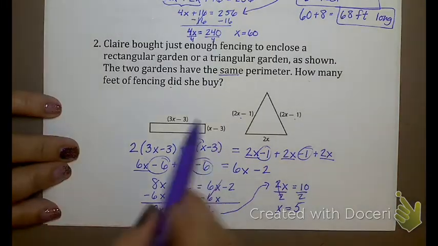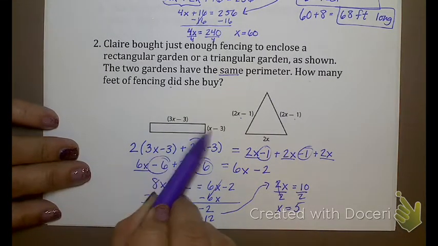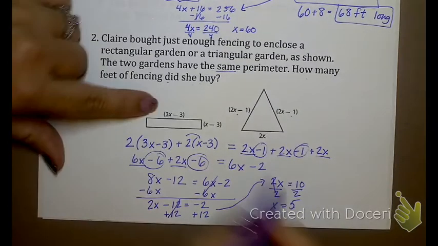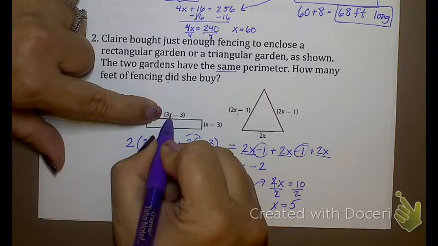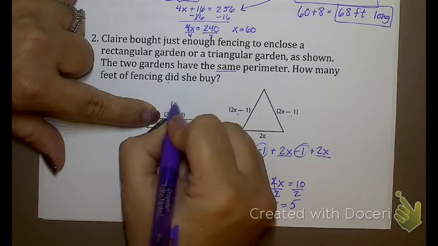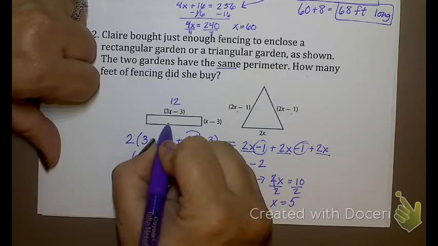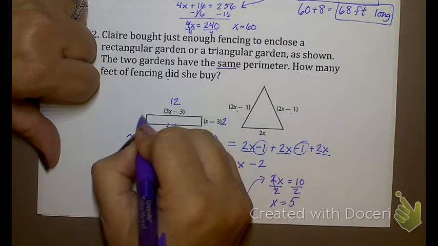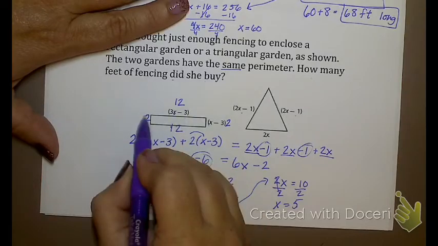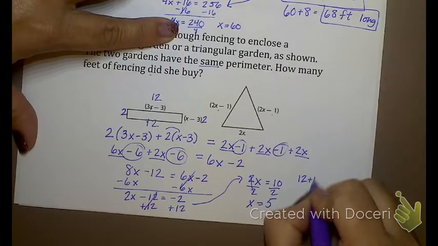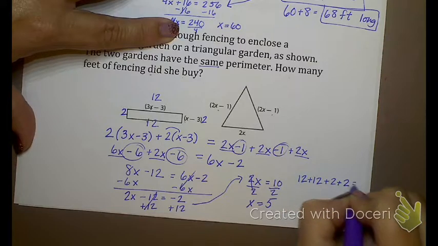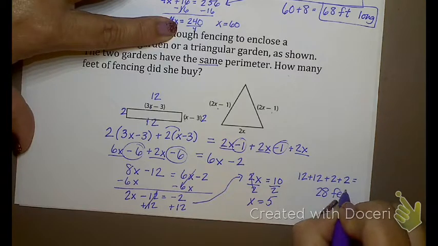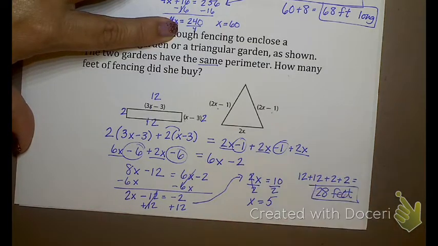However, if I plug it into here, I can't just do 3x minus 3 plus x minus 3. I have to do all 4 sides, right? So if I plug 5 in, 3 times 5 is 15 minus 3 is 12. So what is this side? 12. And if I plug in 5 here, 5 minus 3 is 2. So this side is also 2. So 12 plus 12 plus 2 plus 2. What is that? 12 and 12 are 24, 26, 28 feet is how much fencing she brought.